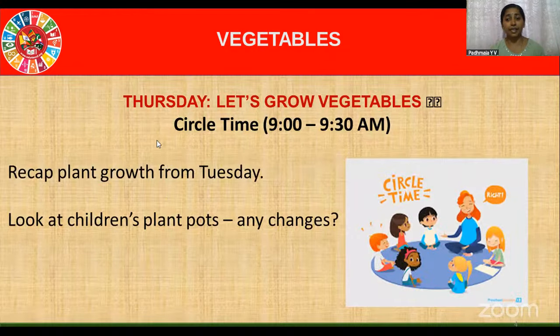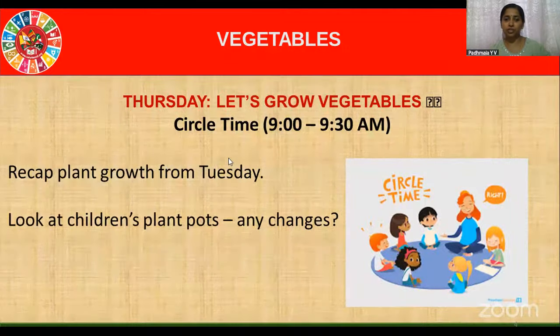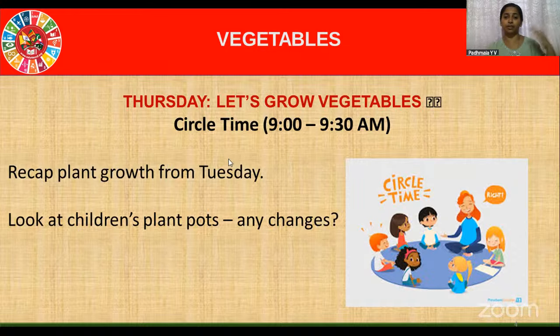Then the next day is all about let's grow vegetables. Already the child has planted a seed on Tuesday, but here we are going to recap the plant growth from Tuesday to Thursday. Is there any change? Were they able to plant? Were they able to see any changes in what has been already planted? What are the changes? In 2 days, were they able to really see the change?